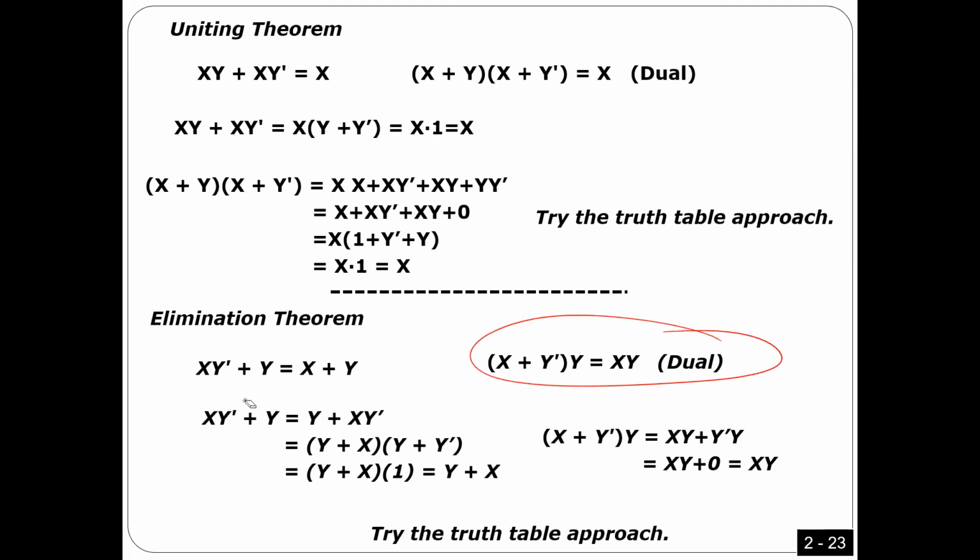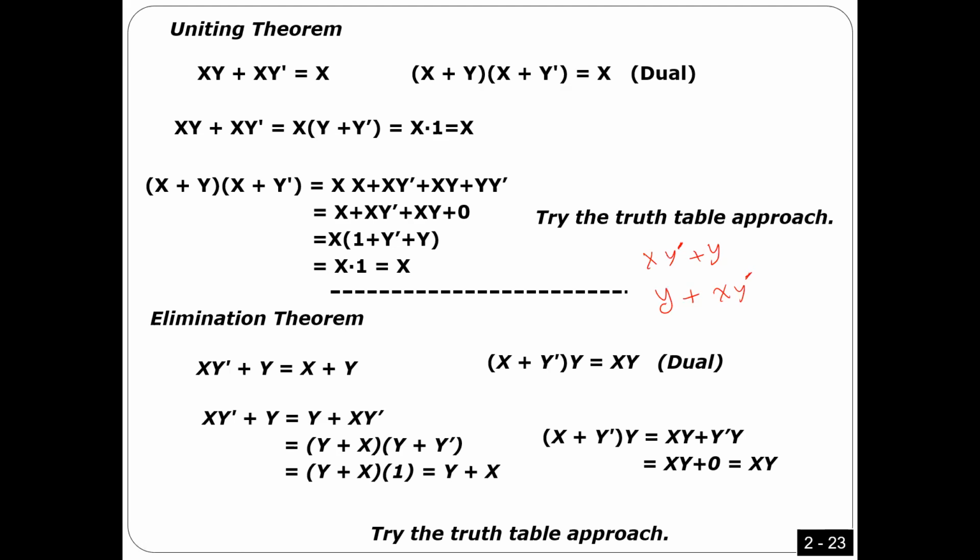Again, I can prove it using a truth table as I told you, or I can prove it using algebra manipulation. So let's see how you can do it using algebra manipulation. Here comes the theorem, sometimes I forget. If you have x, y prime or y, it's the same as y or xy prime, right?